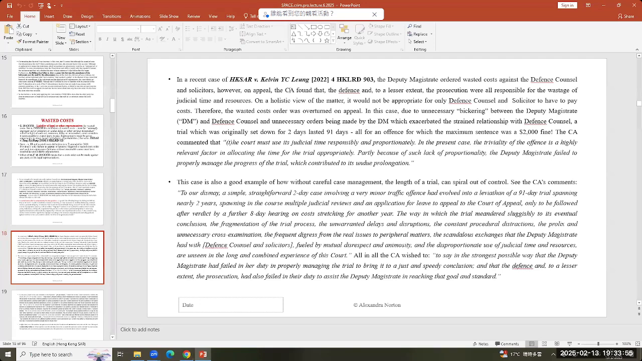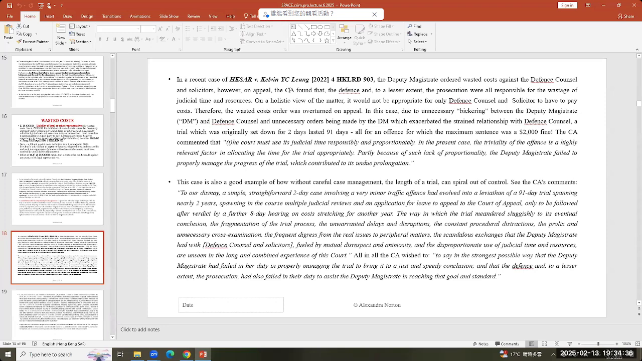But actually, why this case is also a good one to read is because there was clearly a bad relationship between the magistrate and the defense counsel and the defense solicitor. So the court refers to constant bickering. And the court on appeal is very critical also of the magistrate, because the court says, well, the magistrate didn't behave professionally either. And in allowing this trial to drag on for so long, when this is just a very minor offense, the magistrate had not used judicial resources correctly.